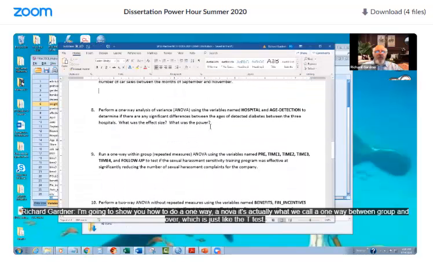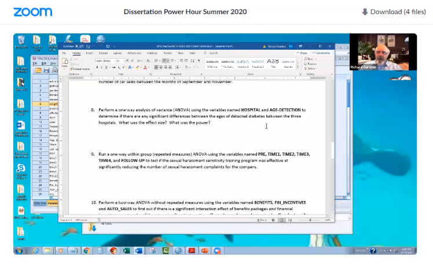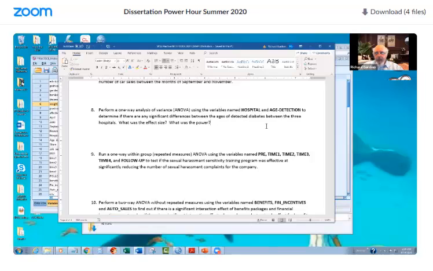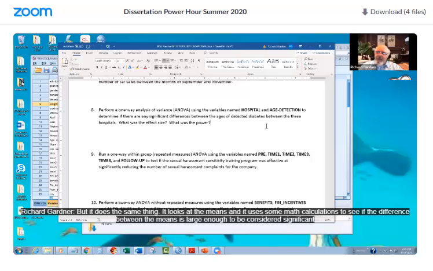I'm going to show you how to do a one-way ANOVA. It's actually what we call a one-way between group ANOVA, which is just like the t-test, except it allows you to compare more than 2 groups. You could do 3 groups. You could do 10 groups. You could do 100 groups if you want. Don't do 100 groups. That's too much. But it does the same thing. It looks at the means, and it uses some math calculations to see if the difference between the means is large enough to be considered significant.